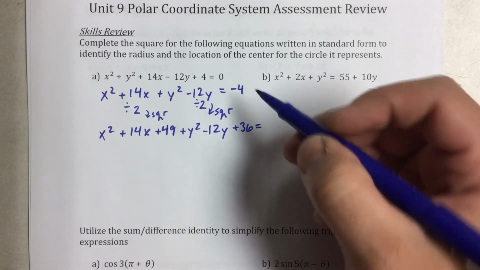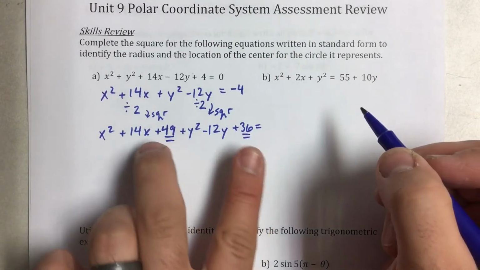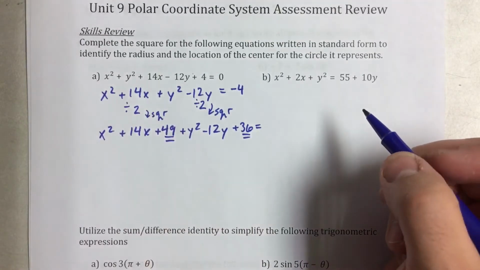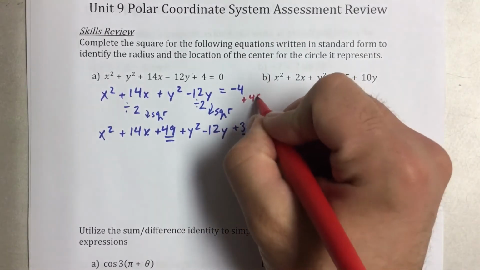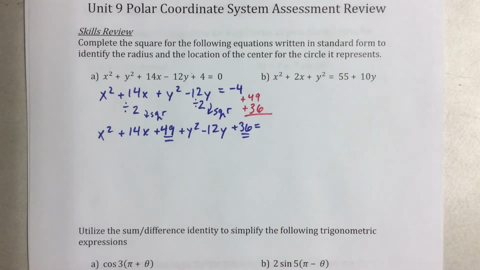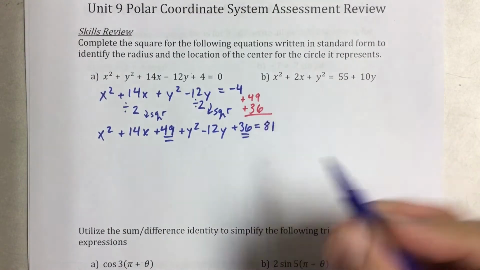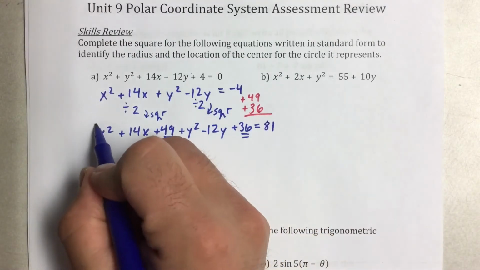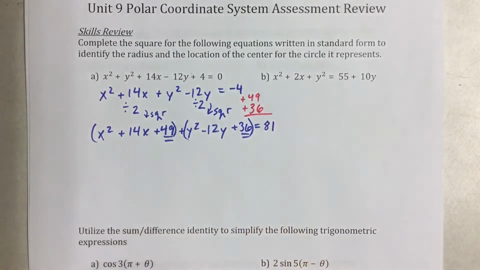Now when we place in these terms, to keep this equation balanced, we must do the same to the other side. So I have plus 49 plus 36, and that must be placed on the right side as well. That simple calculation gives us 81. So that's part of completing the square. Now we group the x terms and the y terms, and we factor each.